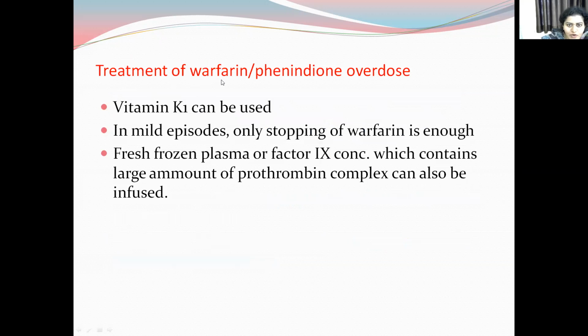Then when there is a warfarin or phenytoin overdose, what is the treatment? Vitamin K1 can be used. And in mild episodes, only stopping of warfarin is enough. The other options are fresh frozen plasma or factor 9 concentrate, which contains a large amount of prothrombin complex, which can also be infused. So this is the treatment of warfarin or phenytoin overdose.